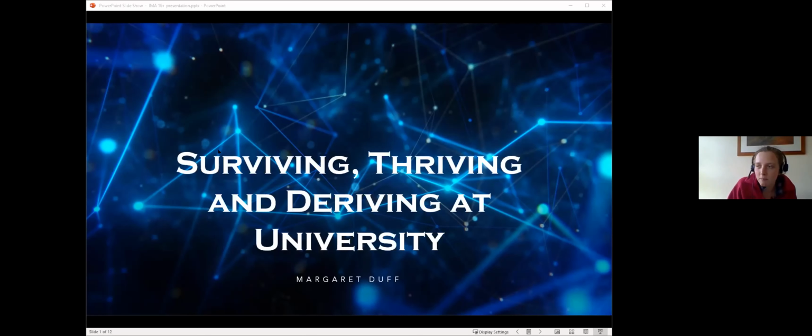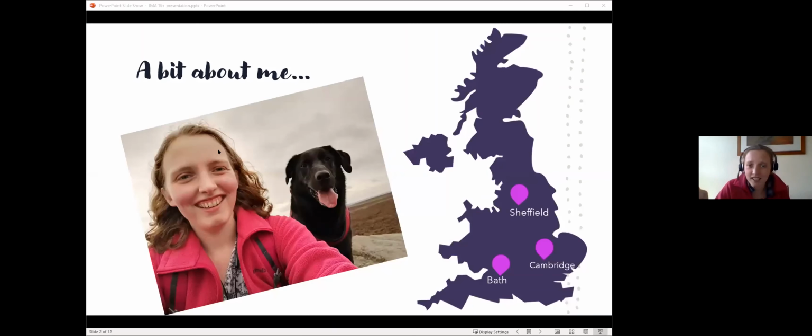So a little bit about me. This is me on the left, out with my dog walking on the moors above Sheffield. Sheffield is home. And I did my undergraduate and my master's degree in math at the University of Cambridge. And I'm now a PhD student at the University of Bath.